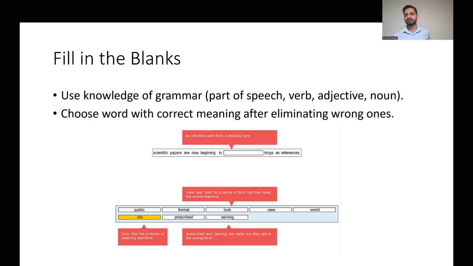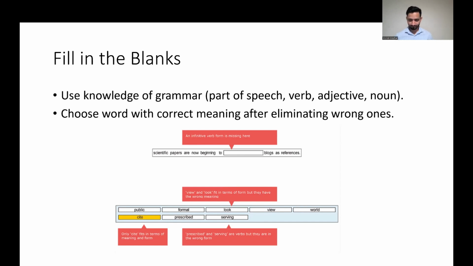Serving is another verb, but it has ing form, right? So when you see to, can you use serving? Can you use ing form? That's the question you should ask yourself. Whenever you see to, it should be easy for you to understand that you are looking for an infinitive. You've got prescribed as well, that's another verb here. I actually missed out on that, but prescribed and serving are verbs, but they are in the wrong form. They're not in the correct form.